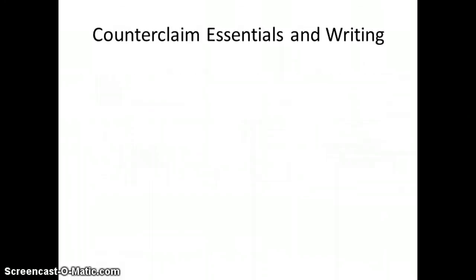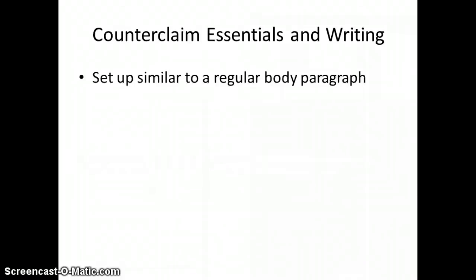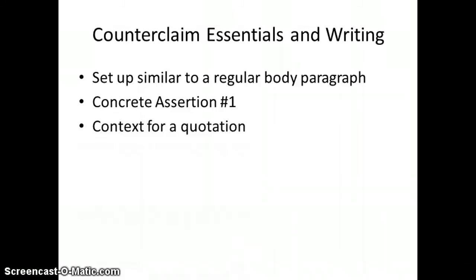After the counterclaim, the paragraph is set up somewhat like your own body paragraphs with one simple change. You will give what your opponent might say as a concrete assertion. You will give context or evidence that will support this assertion. Then you would give evidence they would use. This format would look like this.